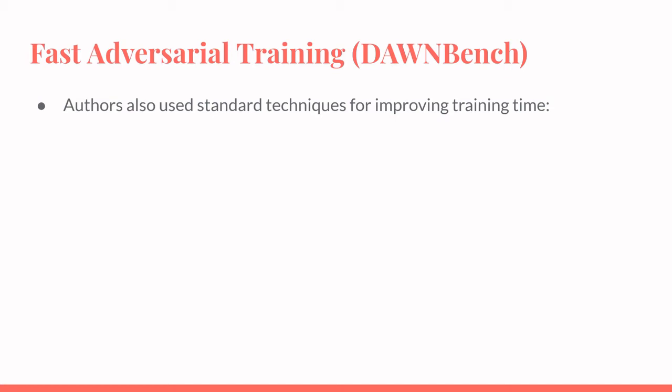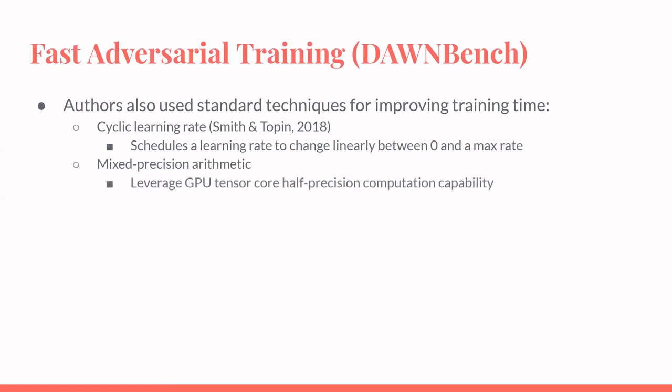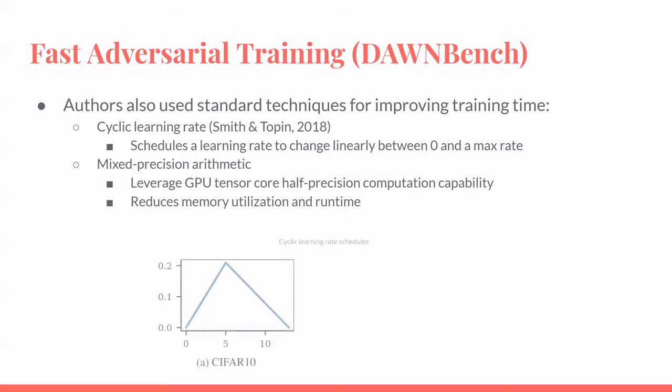Some of those techniques used in DAWNBench that were incorporated are cyclic learning rate, which is just scheduling a learning rate to change linearly between 0 and some max rate. We'll have some graphs for that in a second. Mixed precision arithmetic is another technique that was used, and it leverages GPU Tensor Cores' half precision computation capability. This also reduces memory utilization and runtime.